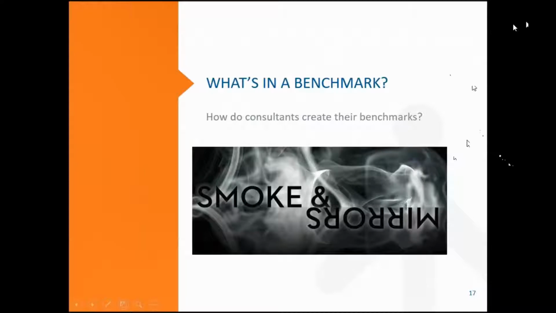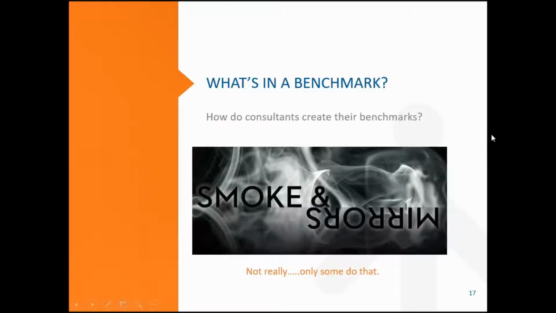So now what I want to do essentially is open our kimono a little bit, and give you, if you need to ask the question what is available from my survey provider in order to assess a benchmark, you need to understand a little bit about what goes into these things. We sort of jokingly say, okay, well, it's all a bunch of smoke and mirrors. How do the consultants create these benchmarks?